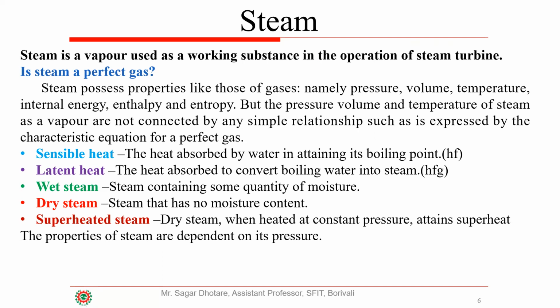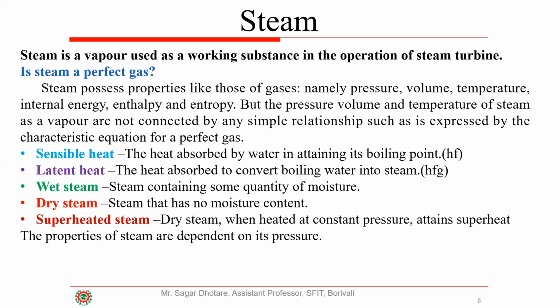There are various types of steam and heats which need to be considered. Sensible heat: the heat absorbed by the water in attaining its boiling point. That is called sensible heat. The latent heat is the heat absorbed to convert water at boiling point into steam. Okay, so that is the latent heat.